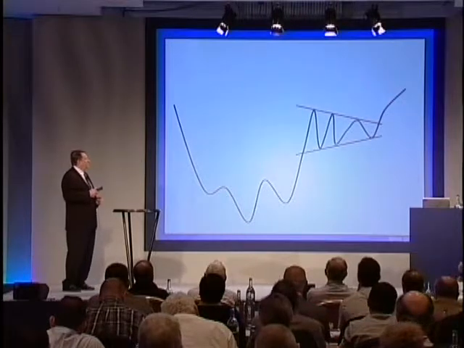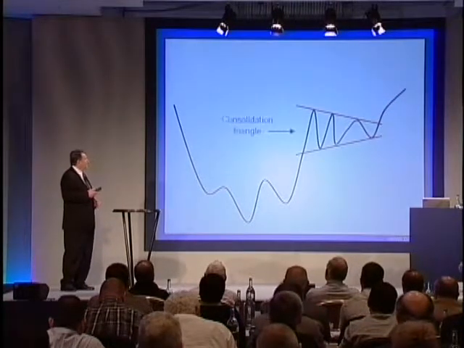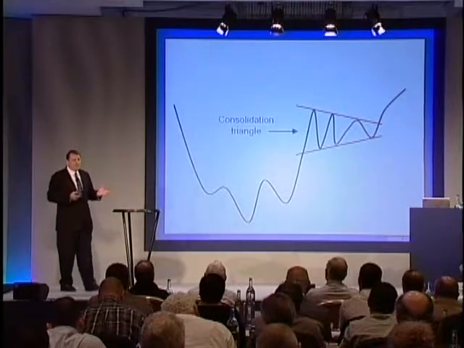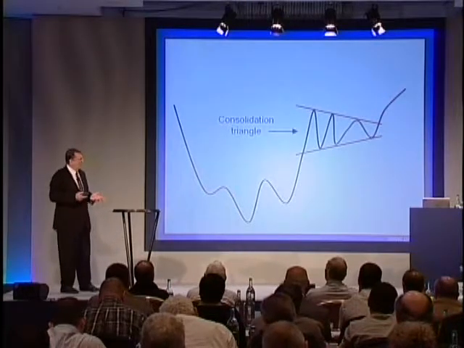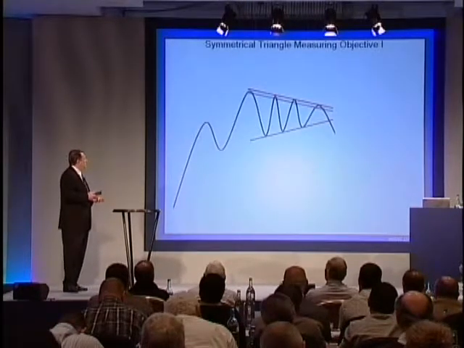Here we see a symmetrical triangle which acts as a consolidation on the way up here. So triangles can be reversal type, just like head and shoulders and rectangles, or they can be consolidation.